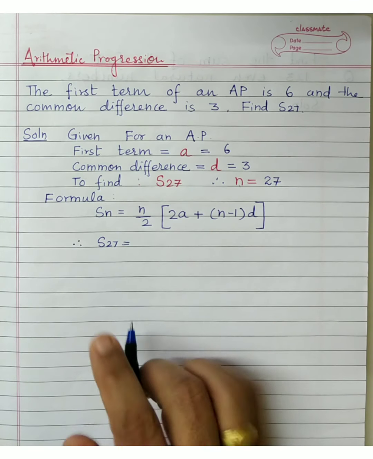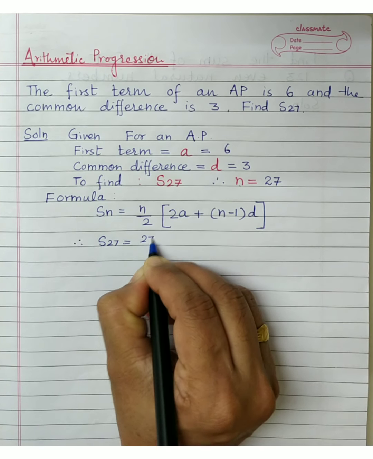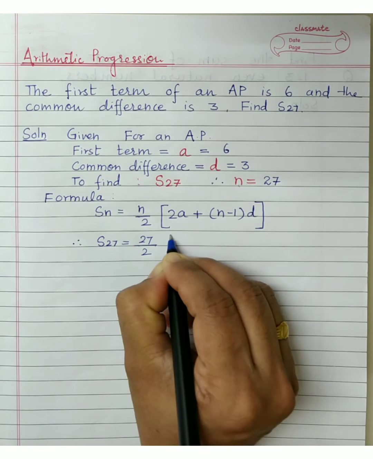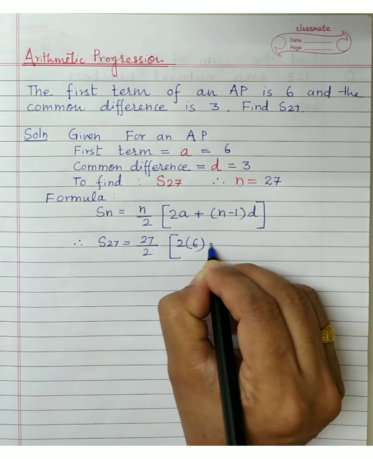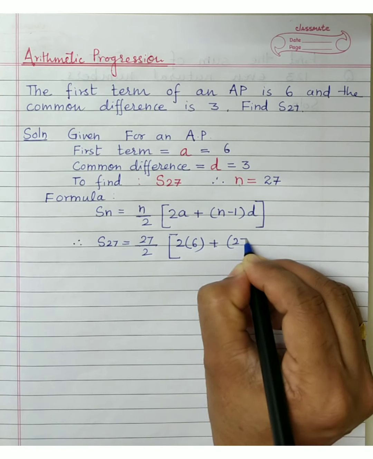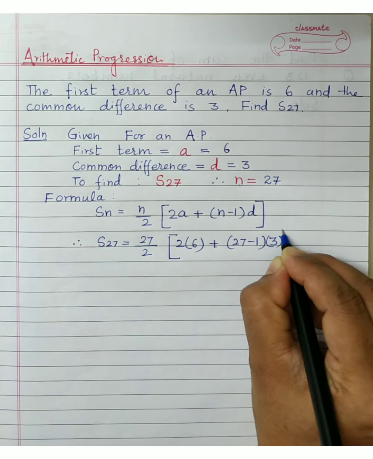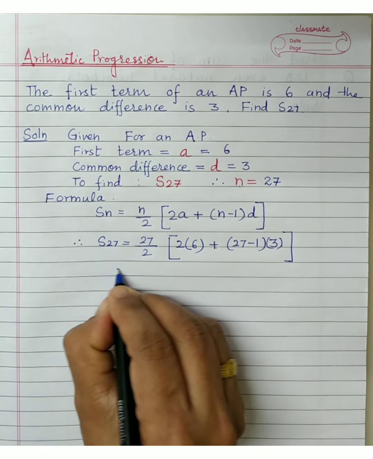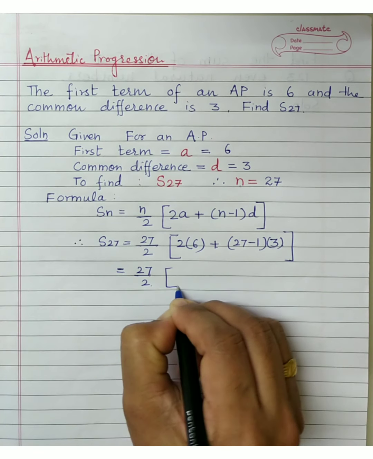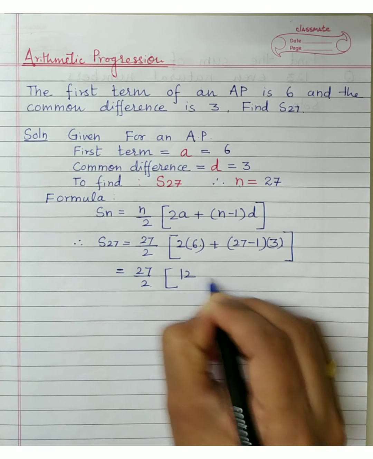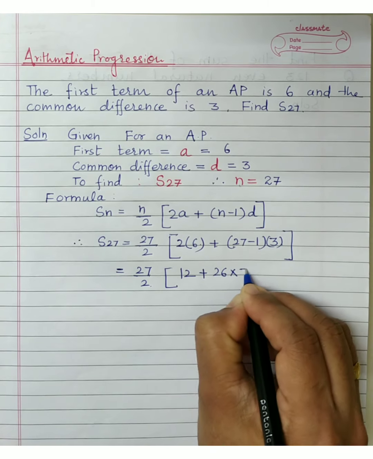Okay, now start solving. S27. So what comes? N, substitute n. 27 upon 2, bracket, 2 times A, that is 2 into 6, plus n, 27 minus 1, multiplied by D, 3, bracket close. 27 and 2 you cannot simplify, so proceed. First solve the bracket. 6 twos are 12 plus 27 minus 1, 26, into 3.